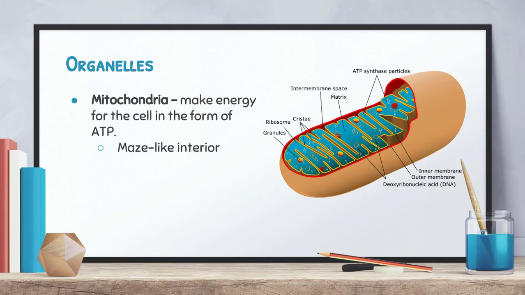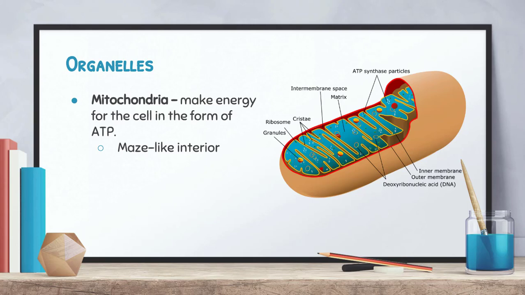The mitochondria, you probably remember this as the powerhouse of the cell. Well, we're going to go into a little bit more detail here because they make energy for the cell in the form of what's called ATP, which stands for adenosine triphosphate. This energy currency of the cell is ATP.